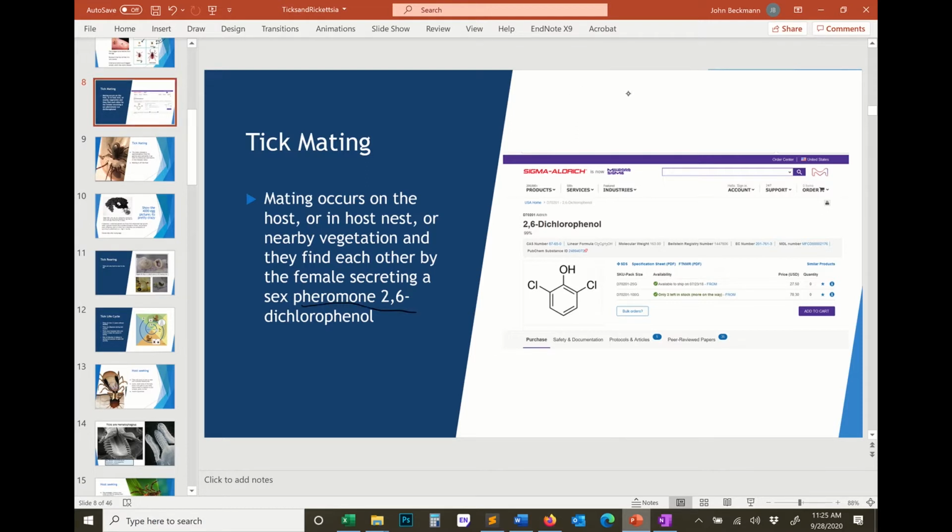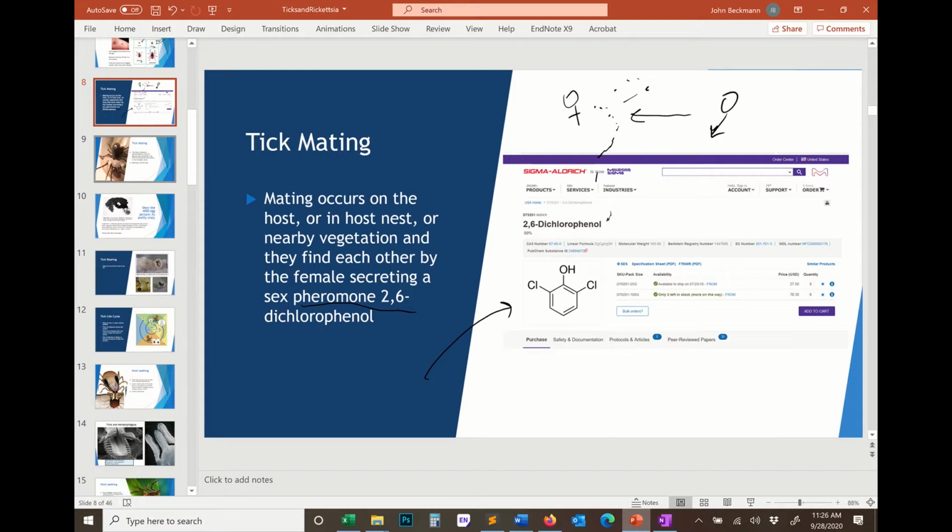2,6-dichlorophenol. You can actually buy this from Sigma Aldrich if you want to spread tick mating pheromone all over yourself. It's only $27. You don't need to know the chemical structure. You don't even need to know the name. But know the concept that if they're on a host, a female will secrete this mating pheromone, which will attract the male, and the male will then find the female and mate.